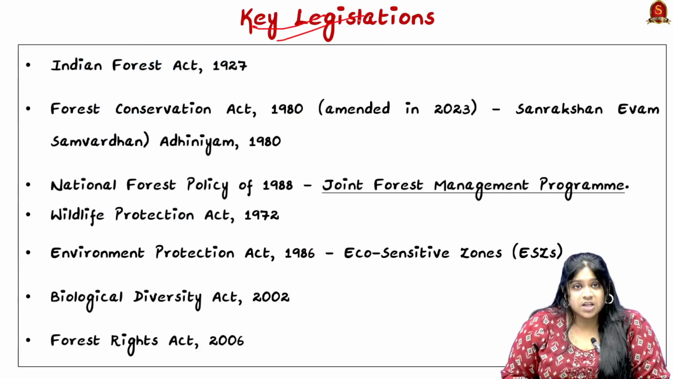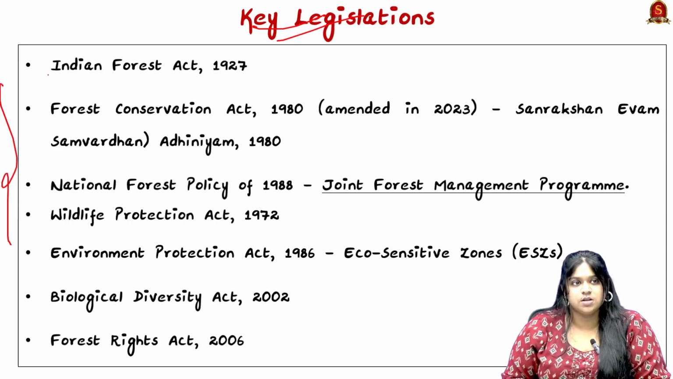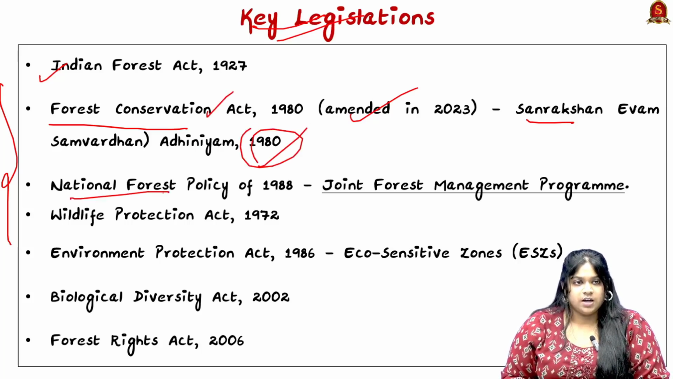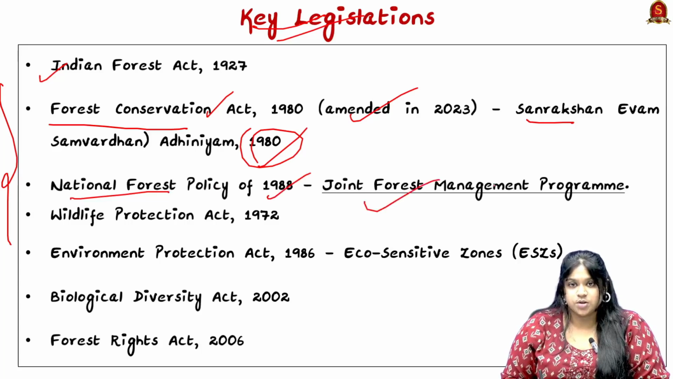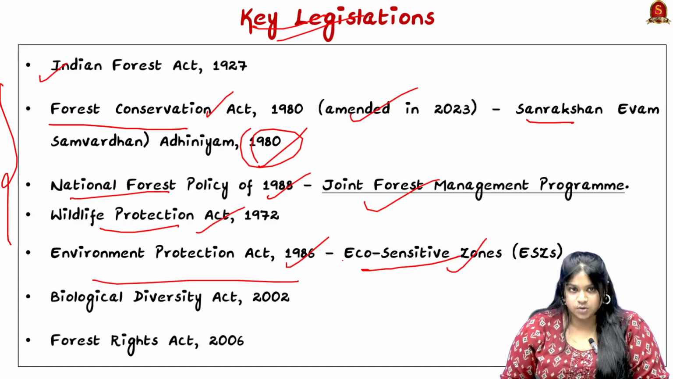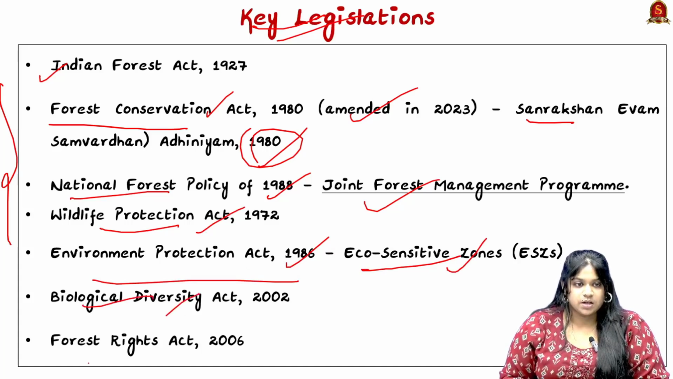So looking into key legislations, these are the list of legislations present, such as the Indian Forest Act, Forest Conservation Act, where it was amended in 2023 and named as Van (Sanrakshan Evam Samvardhan) Adhiniyam, from 1980. Then National Forest Policy of 1988, where there is involvement of the Joint Forest Management Program also. Then Wildlife Protection Act, Environment Protection Act, which includes eco-sensitive zones also. Then Biological Diversity Act, Forest Rights Act.